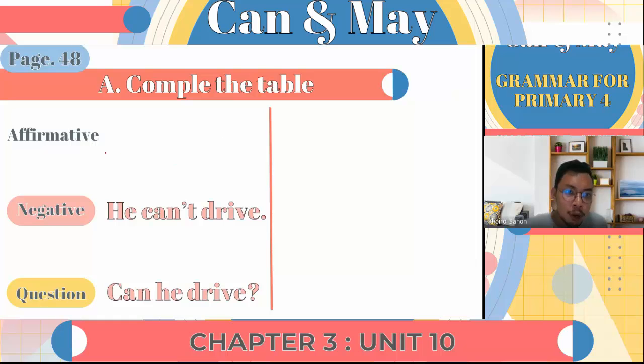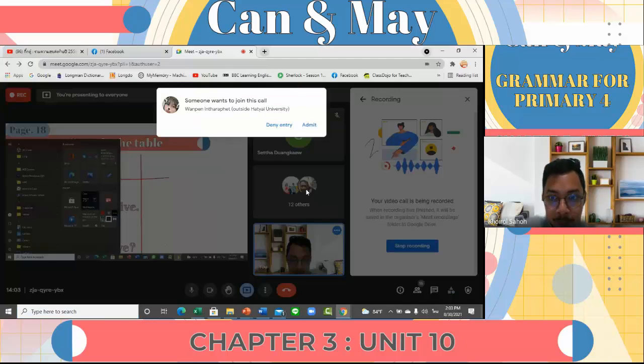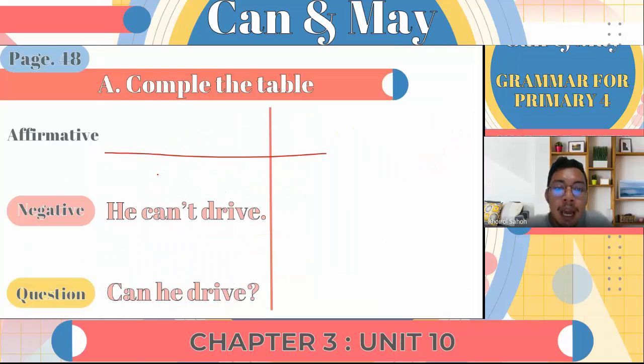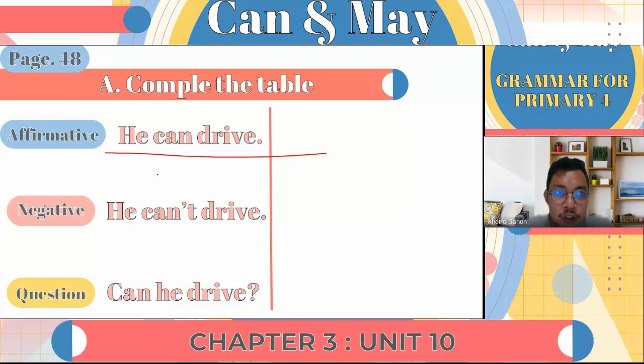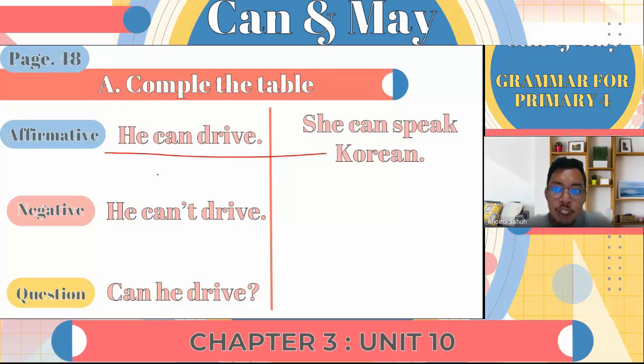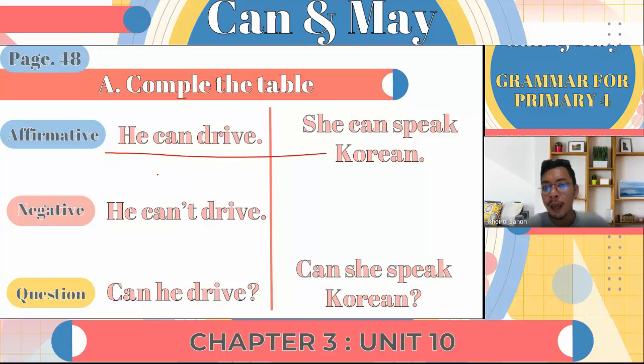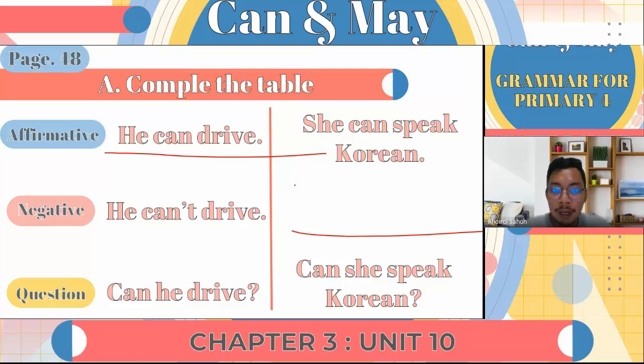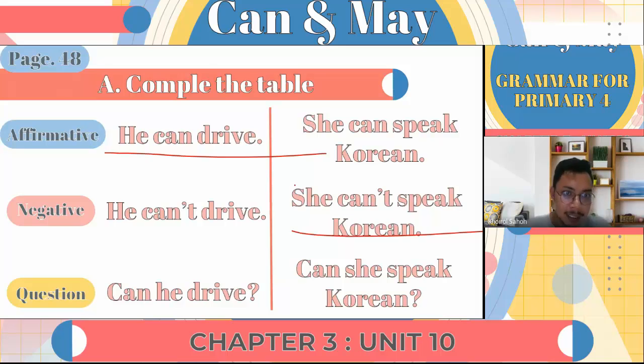ข้อ 3 โจทย์เขากำหนดมาเป็นประโยคปฏิเสธและประโยคคำถาม คือ He can't drive กับ Can he drive? สร้างประโยคนี้เป็นประโยคบอกเล่าอย่างไร He can drive. Very good. What about this? She can speak Korean. Can she speak Korean? ประโยคปฏิเสธทำอย่างไร She can't speak Korean. Very good. Next.